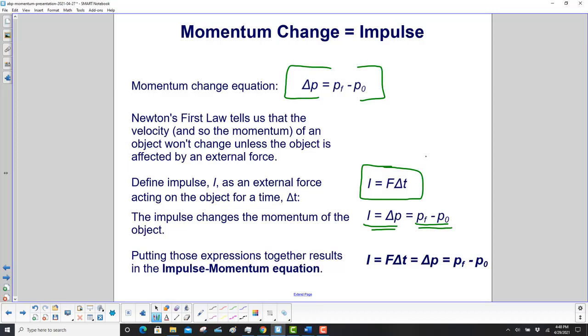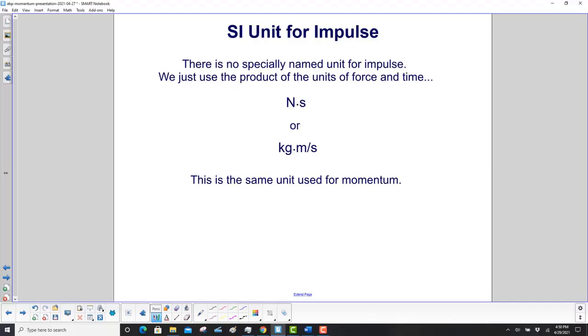Putting these two expressions together results in the impulse momentum equation. Impulse, which is F delta t, equals the change in momentum, which is equal to the final momentum minus the initial. There is no specially named unit for impulse. We just use the product of the units of force, newtons, and time, seconds. So we get kilogram meters per second. This is the same unit that we use for momentum, which is a good thing.